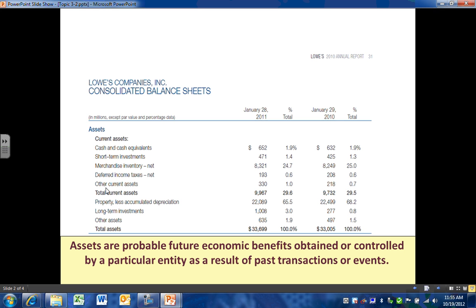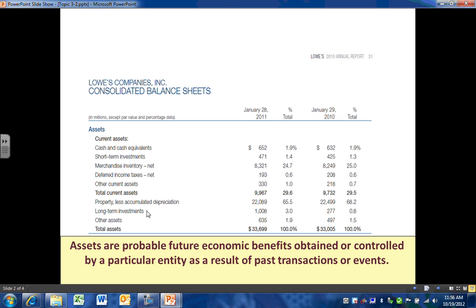Lowe's will then present the total current assets, a subtotal of all our current assets. They'll then present the long-term assets. Typically, the operating assets are presented first, property, plant, and equipment. Again, notice here it's presented net of accumulated depreciation. Later on in the annual report, if you were to read it, you would see the historical cost of the property and the amount of accumulated depreciation by categories of property.